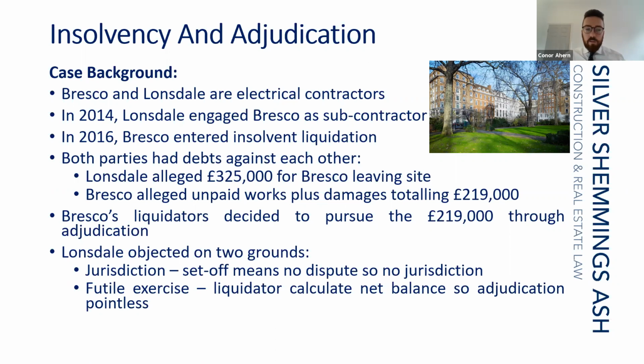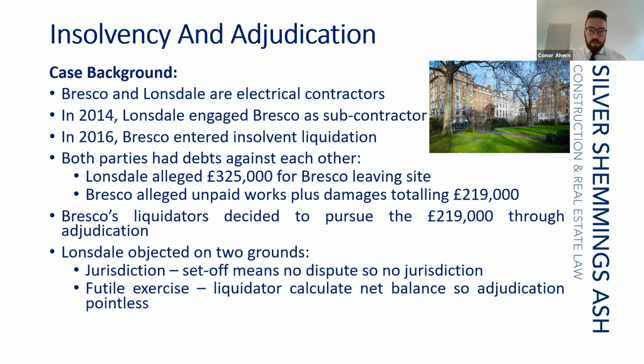However, Lonsdale objected on two grounds. The first being jurisdiction. Lonsdale's position was that the set-off meant that there was no dispute, so there was no jurisdiction. The no dispute being that the sums owed to Lonsdale were greater than Bresco's, and as a result, Bresco's claim fell away. The second point was that it was a futile exercise, because the liquidator could calculate the net balance, so the adjudication was pointless. The liquidator can calculate the balance on the basis of the sums above, so what was the point in going to adjudication?